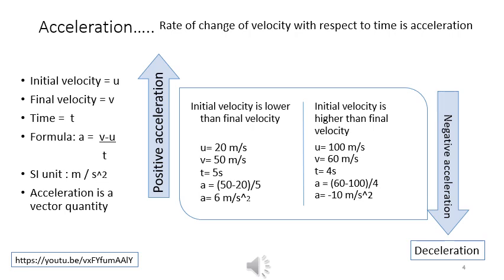In the second example, where we are considering negative acceleration, the initial velocity is higher than the final velocity. Initially the object was moving with a velocity of, say, 100 meter per second. Later the final velocity was 60 meter per second, in a time interval of 4 seconds. If we again plug in these values in the formula, a is equal to v minus u upon t, we get the answer minus 10 meter per second square. So this minus indicates there is either deceleration or the object is moving in the opposite direction compared to its initial velocity.